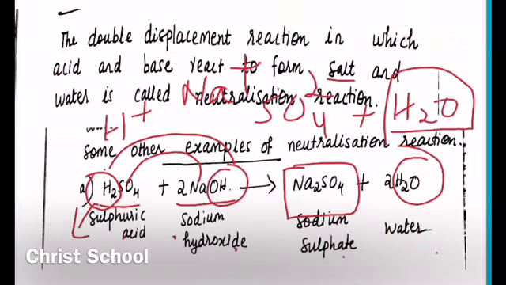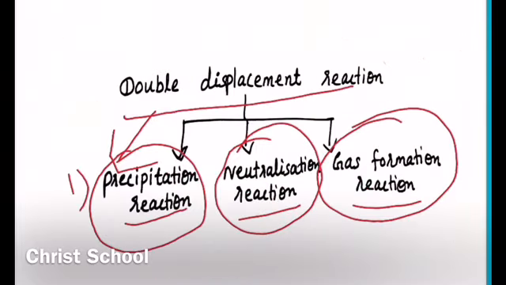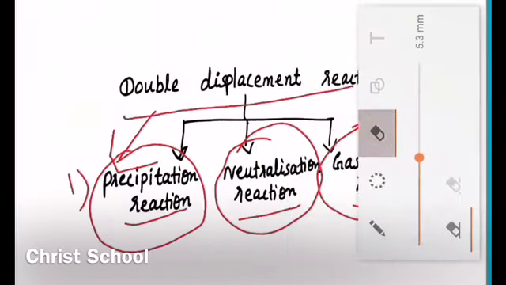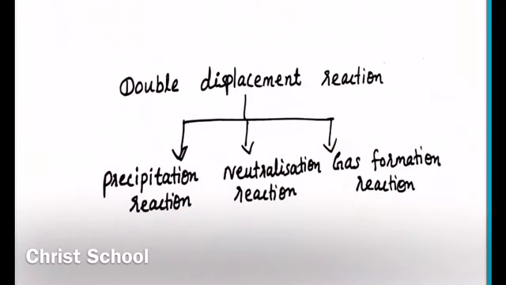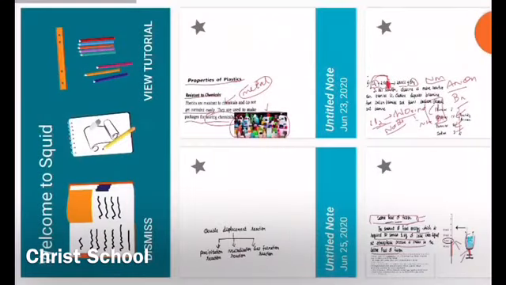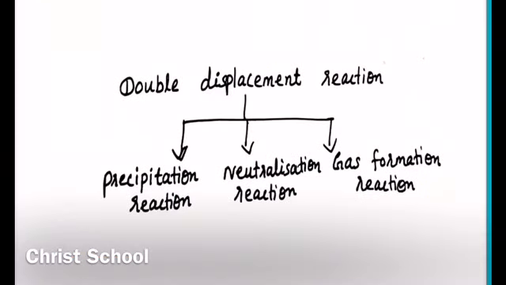So based on the products, we classify double displacement reaction into these three. If one of the products is a precipitate, it is a precipitation reaction. When the products are salt and water from acid and base, it is called neutralization reaction. If one of the products is a gas, it is called gas formation reaction.